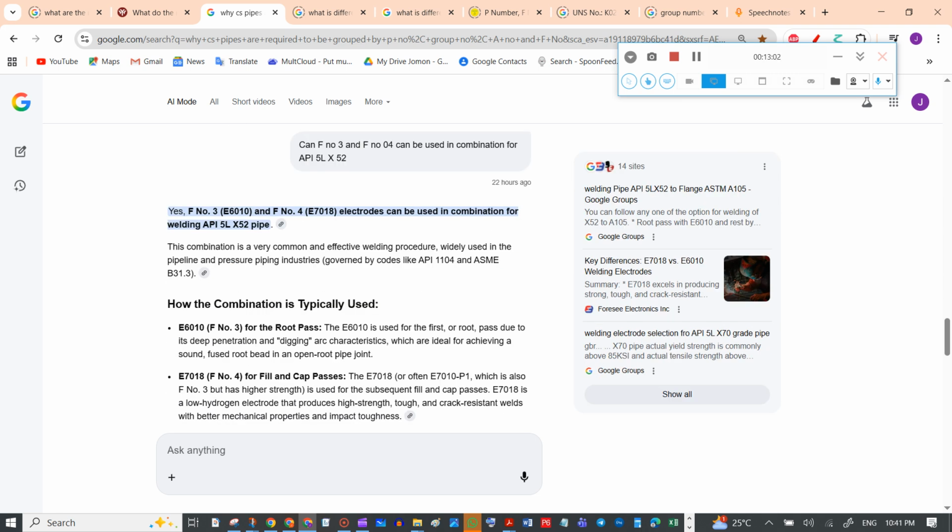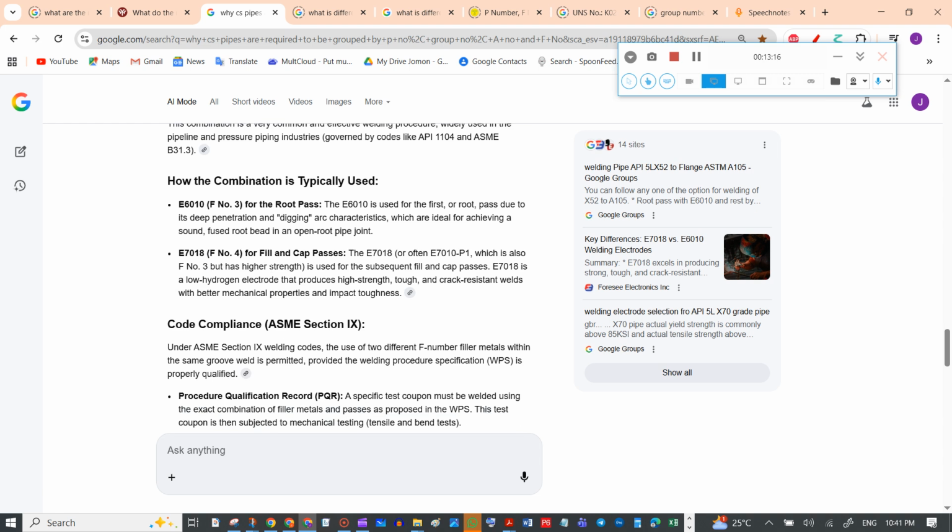So the next question is, can F number 3 and F number 4 be used in combination? Yes, they can be used in combination. It is a very common and effective welding procedure widely used in the pressure piping industry. How is the combination typically used? E6010 is used for the first or root pass due to its deep penetration and digging arc characteristics. It is ideal for achieving a sound fused root bead in an open root pipe joint. But E7018 is used for the fill and cap passes.